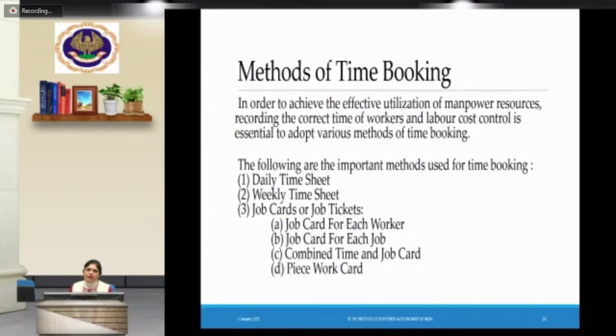An employee card will have the time spent by that particular employee on every job. All right. So a job card has multiple employees, and an employee card will have multiple jobs or products he has worked on. So both ways the record can be kept, employee card or job card.